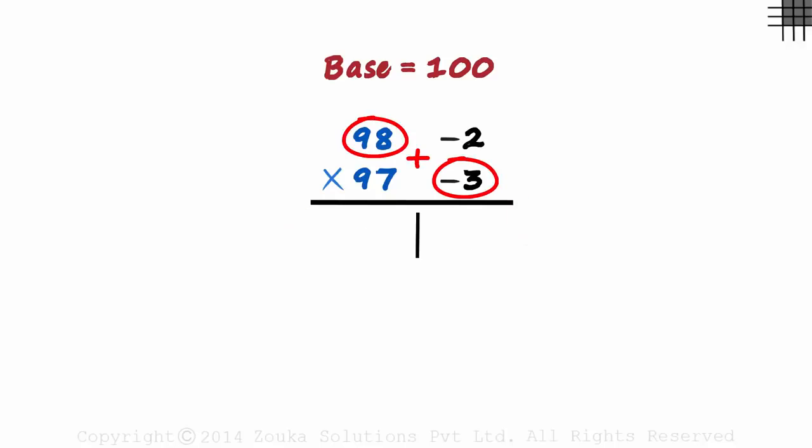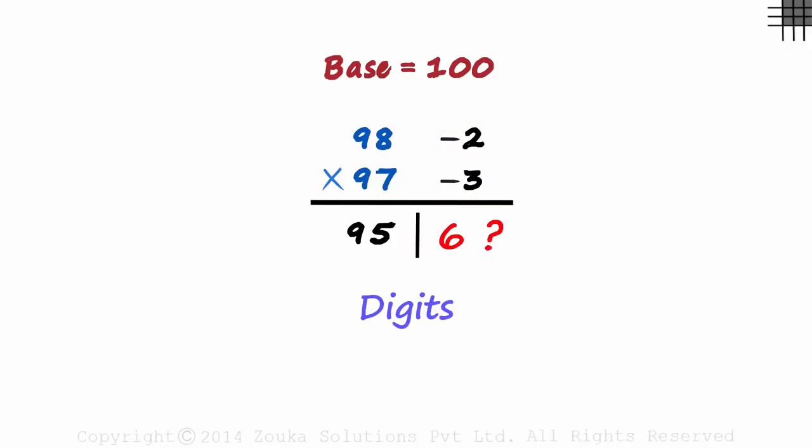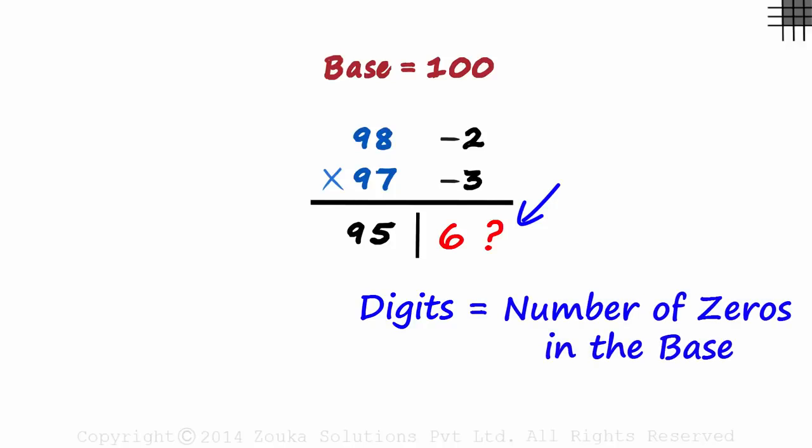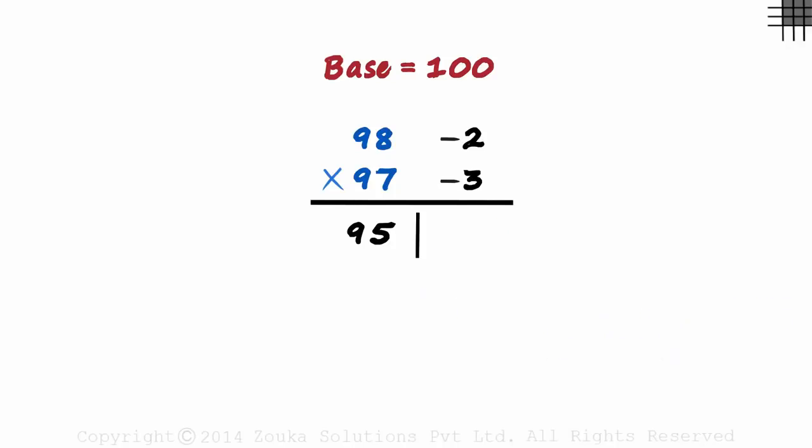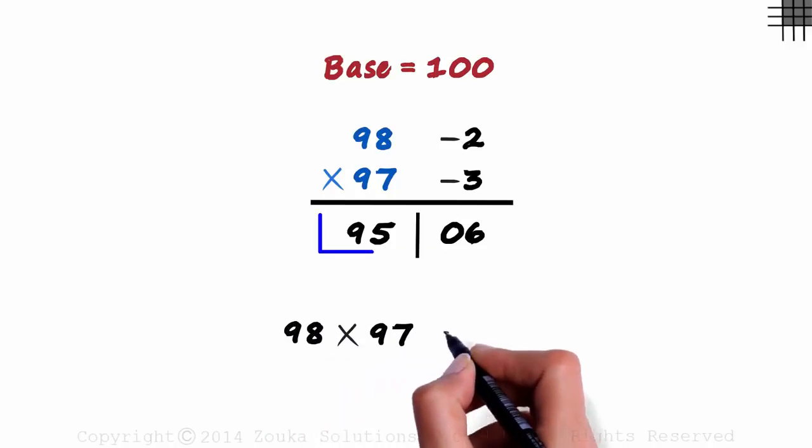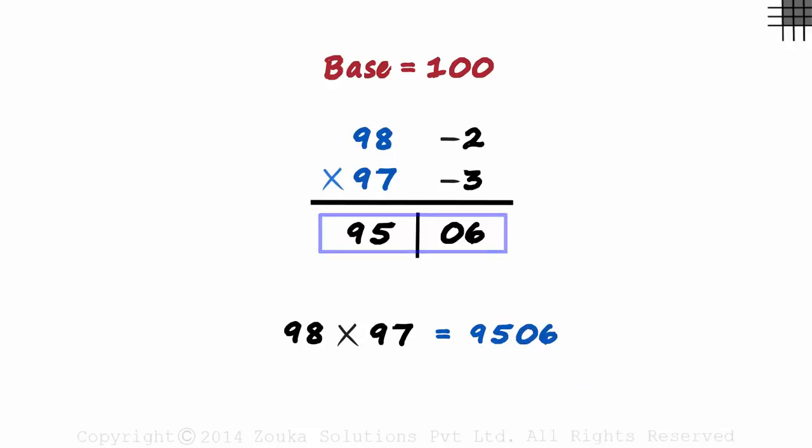98 plus minus 3 is 95. Even 97 plus minus 2 will give us 95. And minus 2 times minus 3 is 6. So should we write a 6 here? Don't forget, the number of digits on the right will be equal to the number of zeros in the base. As there are 2 zeros in 100, there will be 2 digits here. 6 will be written as 06. There's your answer. 98 times 97 is 9506.